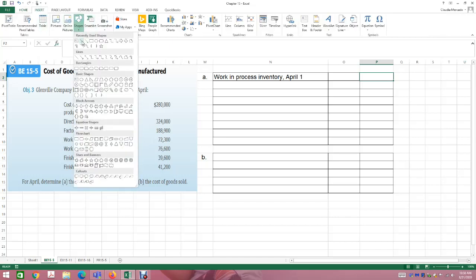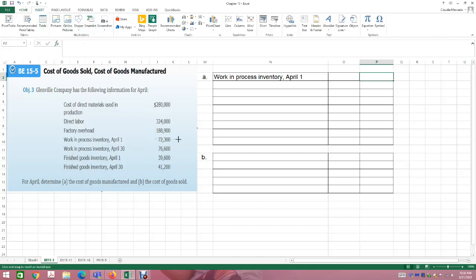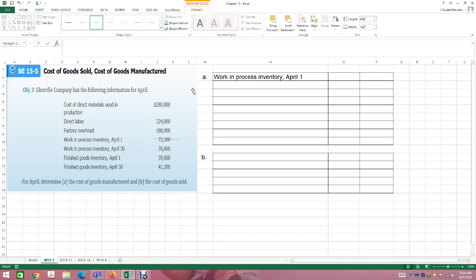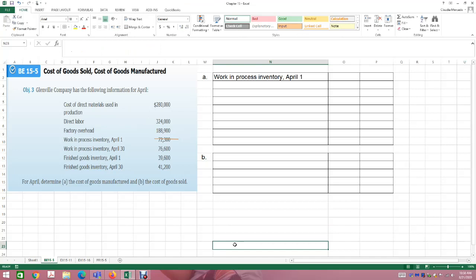Now, what I'm going to do is cross out these numbers. That way, I know that they've been used. That way, I don't reuse them. I'm a very visual learner myself.